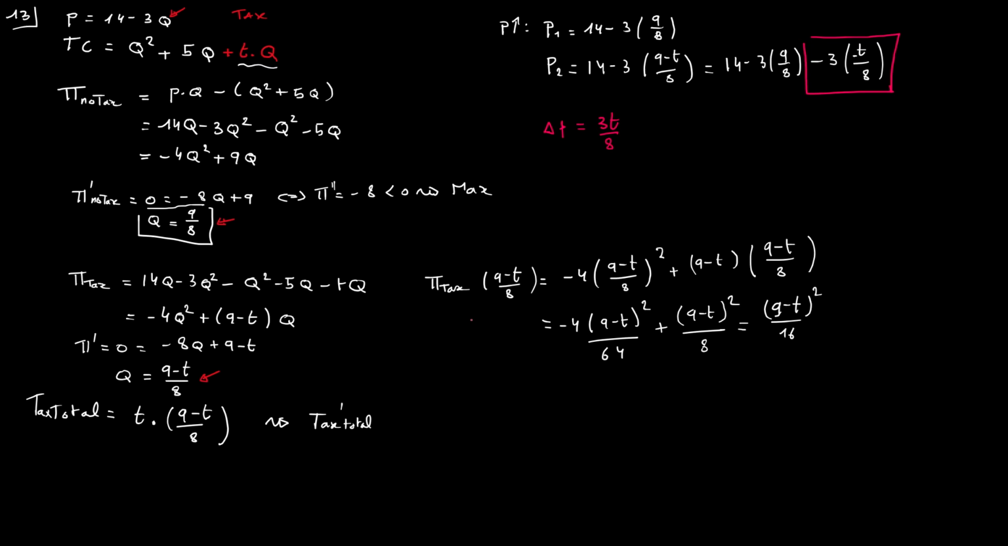Okay, so this is basically our answer. Here we find our profits, the amount of taxes received by the government, and here we find the price change.